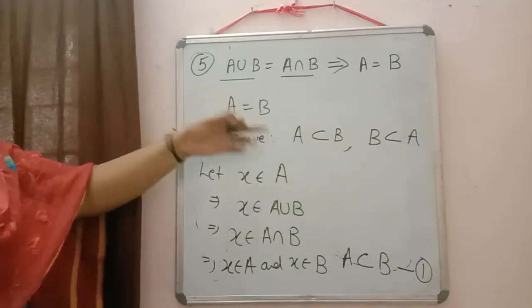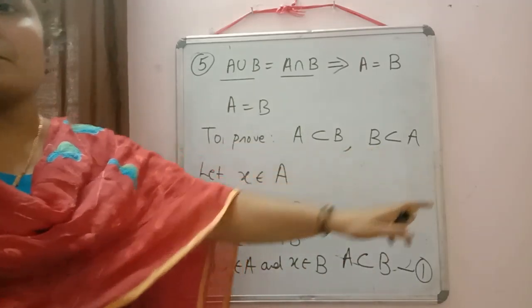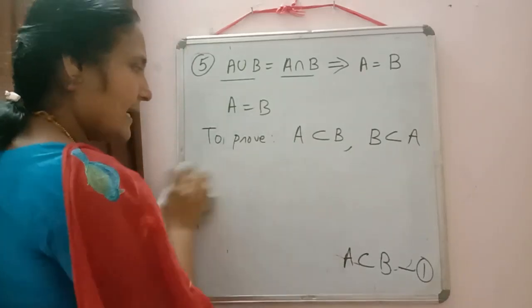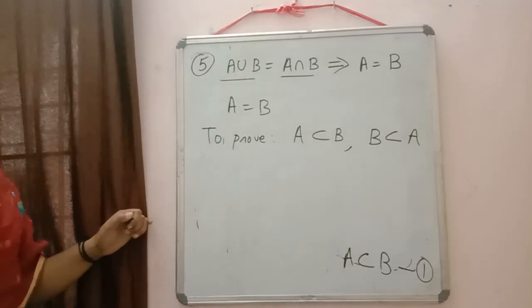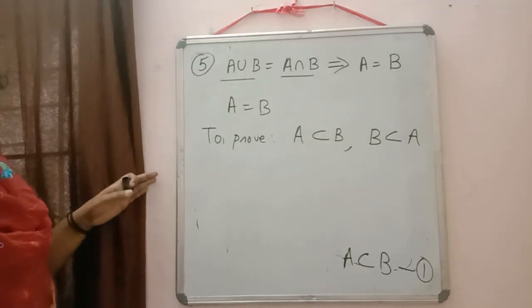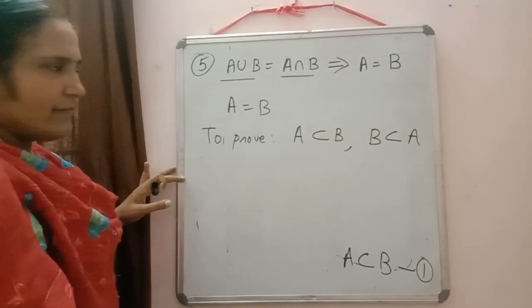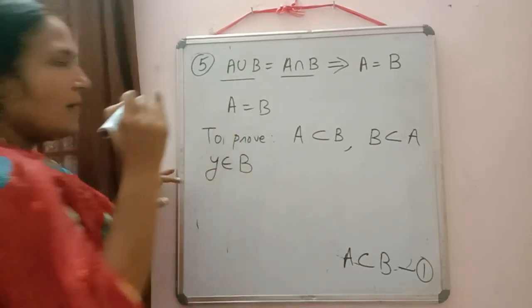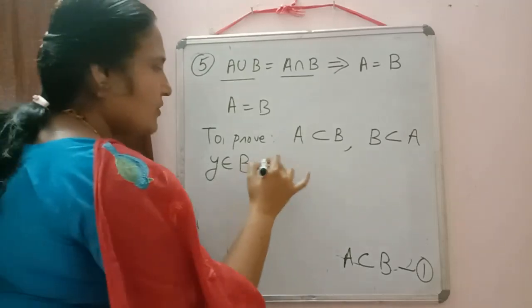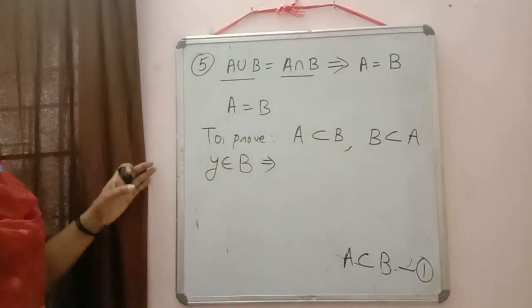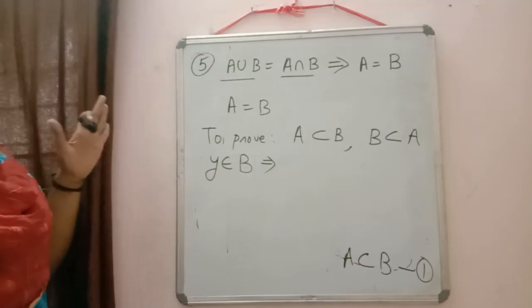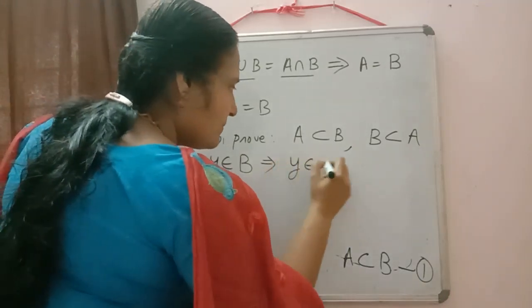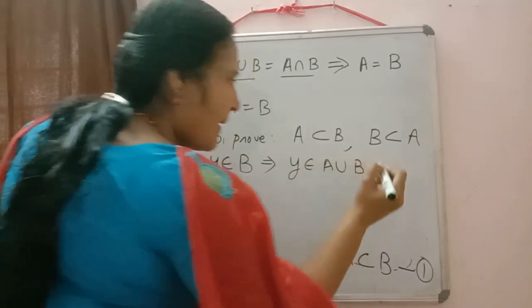In the same way we have to prove B is a subset of A also. So for that what we will do? We'll take an element which belongs to B and we will prove it belongs to A also. So suppose already X I have taken, so I am taking here any other variable. Y belongs to B. So what you can say surely? Y belongs to A union B or Y belongs to A intersection B? Obviously, Y belongs to A union B.